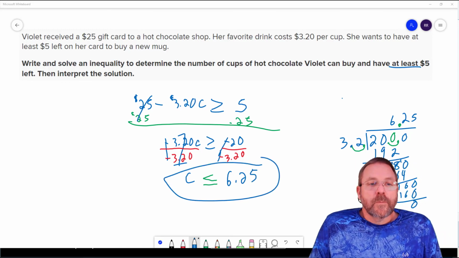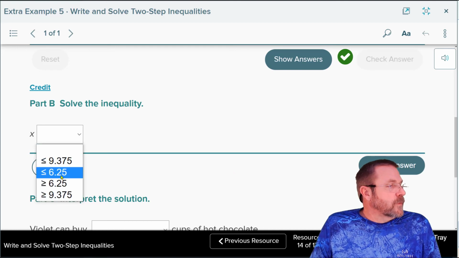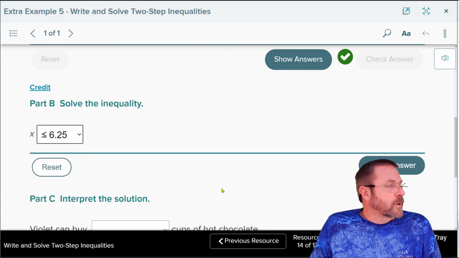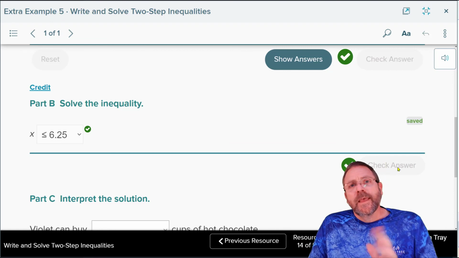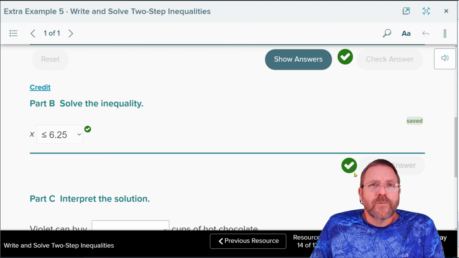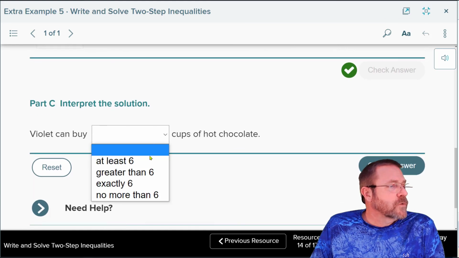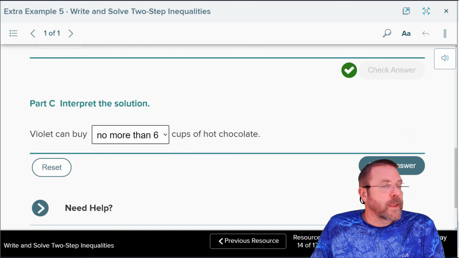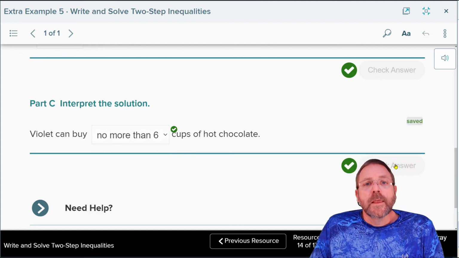Jump back over to the problem here. It can be less than or equal to 6.25. That checks. And the final thing I have to ask myself, can she really buy a 1/4 cup of coffee? No, she cannot. So she has to have no more than 6 cups of coffee if she wants to be able to buy that fancy mug of hers.